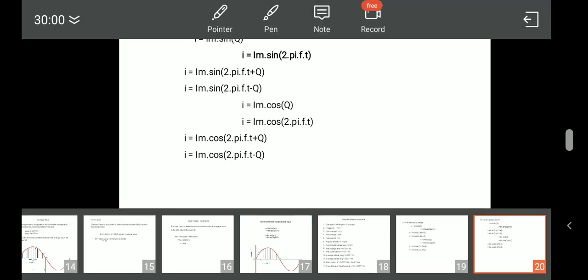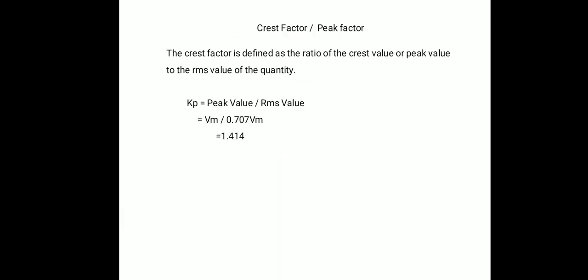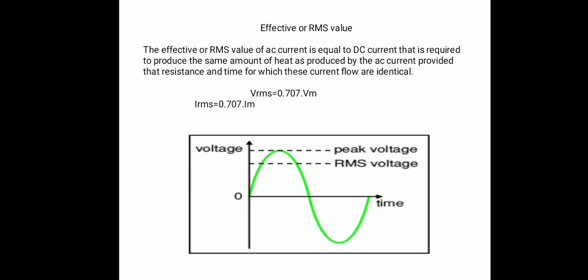Okay, so with this we are going to stop here. In this lecture we have studied effective or RMS value. RMS value is the equivalent DC value of AC current or AC voltage due to which the work done is the same. So work done by AC current is the same as the work done by DC current. That's why that DC current is called the equivalent current or RMS value of that AC current.